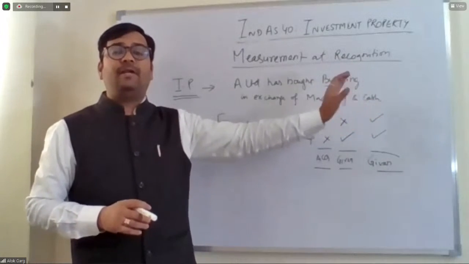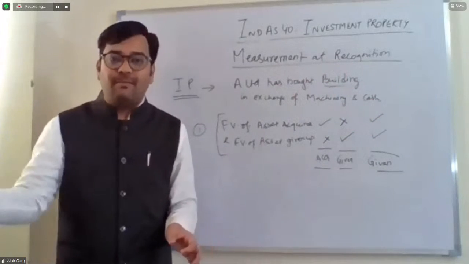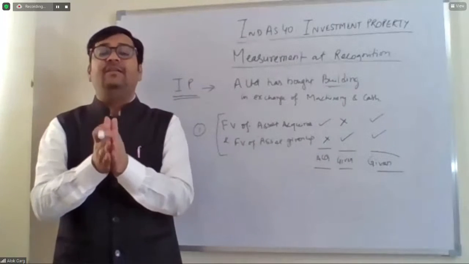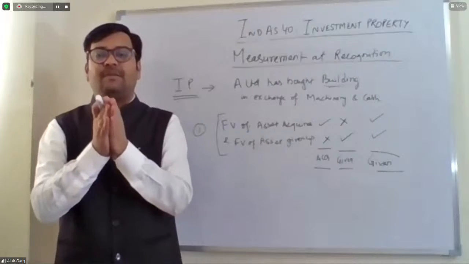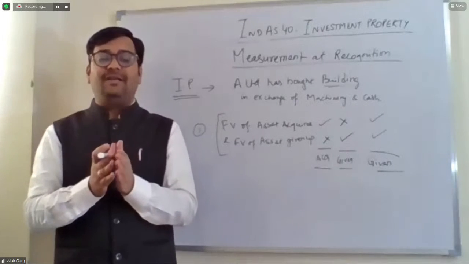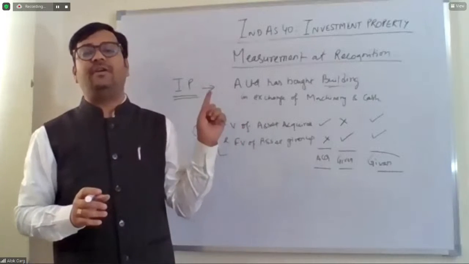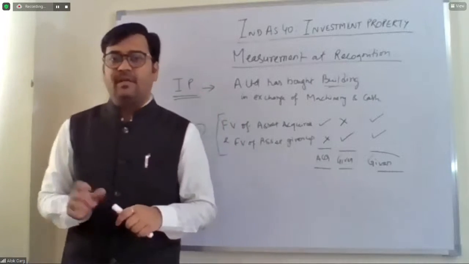But if the company is exchanging a building for a building, the model of generating the cash flow is the same. So this transaction lacks the commercial substance. And if a transaction lacks the commercial substance, then the transaction has to be recorded at cost. Is it clear?